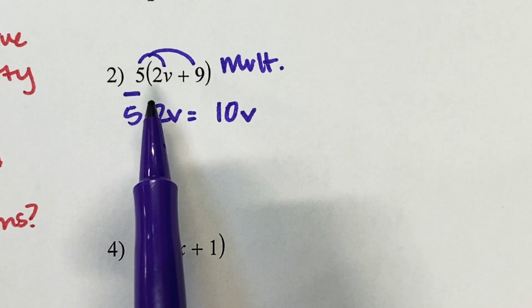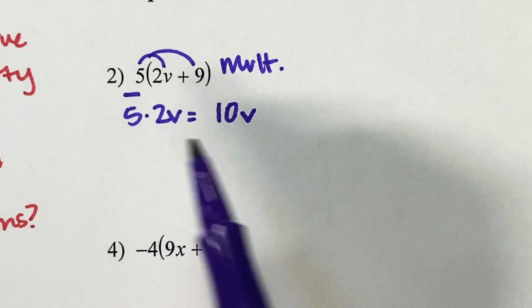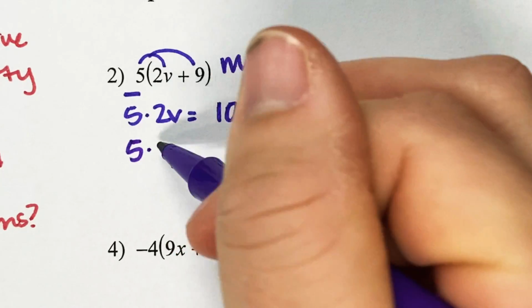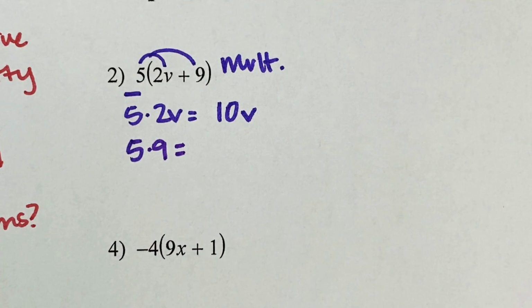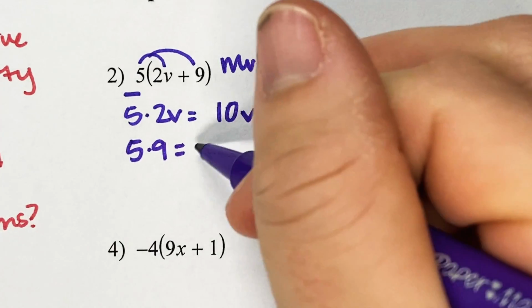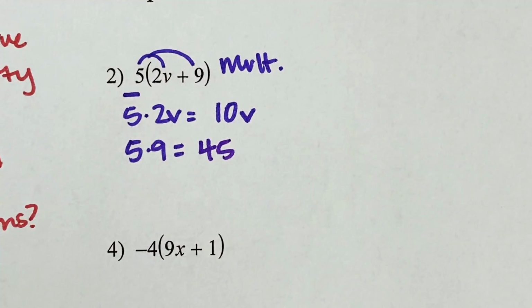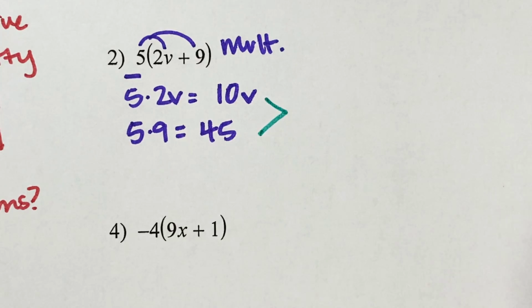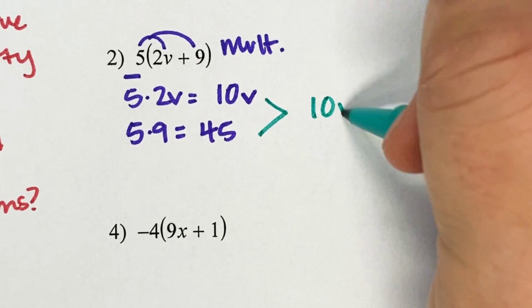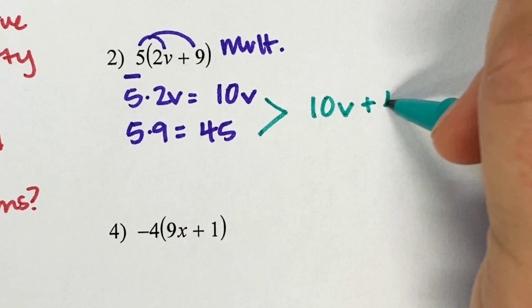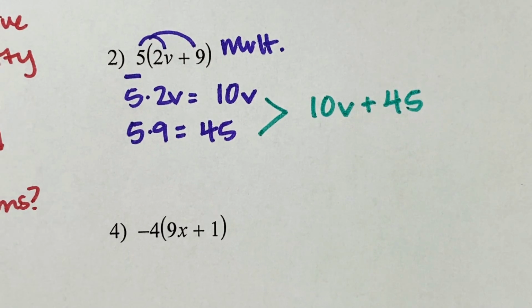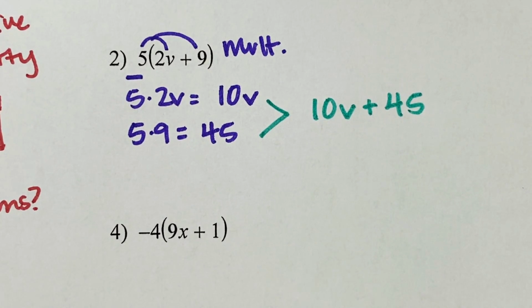Okay, now we have 5 times 9. So 5 times 9, what is that going to give me? 45. Okay, so we have both pieces of our new expression, so we'll just need to rewrite them together. So we have 10v and plus 45. Okay, before we decide that we're done, we need to ask ourselves, are they like terms? If they are, we can combine them some more.